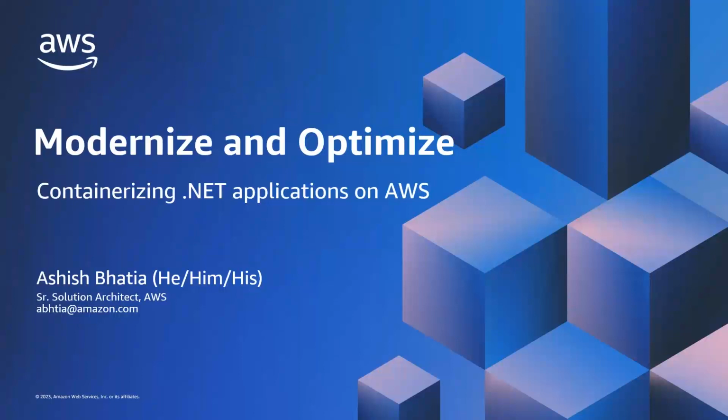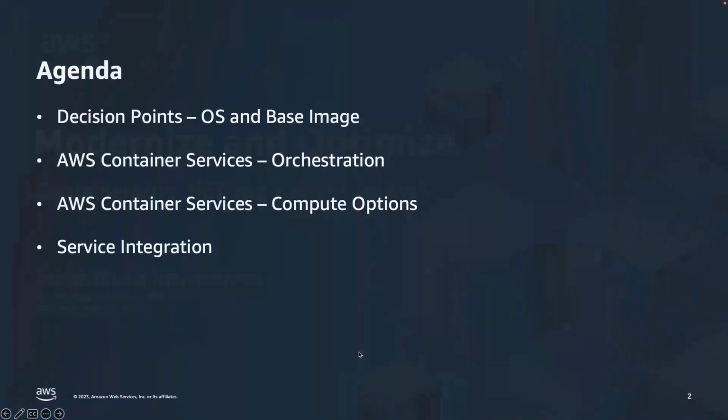With that, I'm going to hand off to Ashish to talk about container services. Thanks, Tom. Hello, everyone. My name is Ashish Bhatia. I am a senior solution architect at AWS, and my primary focus is modernizing .NET workloads. And this requires working with a different set of customers, helping them modernize their .NET stack as they look to migrate and modernize on AWS.